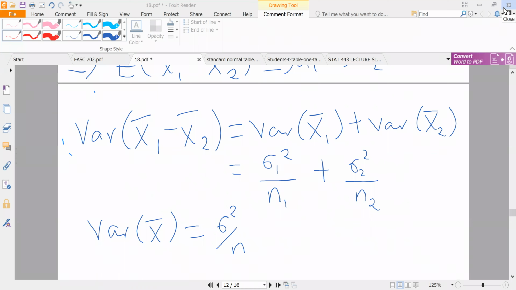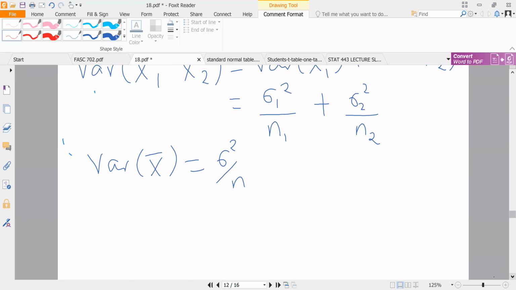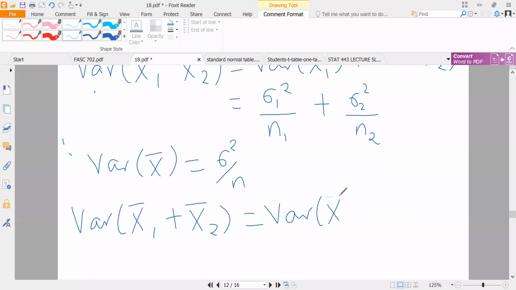It's because of the theoretical definition of variance from first principles. If we derive this variance from first principles, this is what we will get. Just a moment, please, Matilda. It's important that I also clarify that if we were to find the variance of x bar 1 plus x bar 2, it will still be equal to the variance of x bar 1 plus the variance of x bar 2.